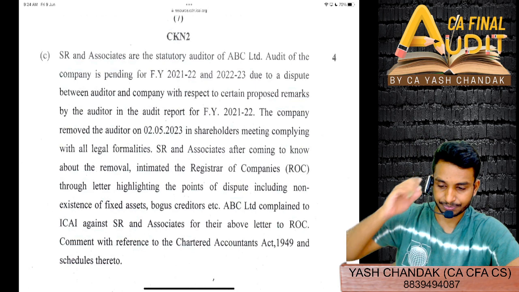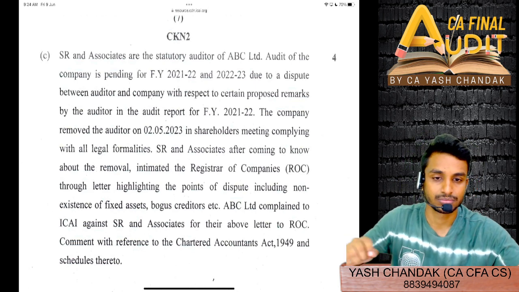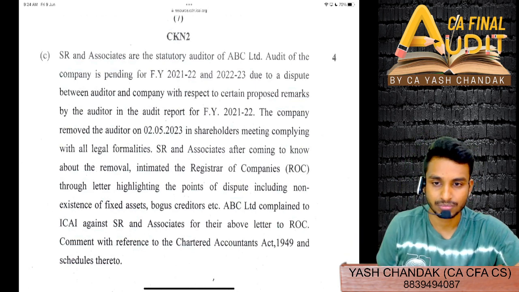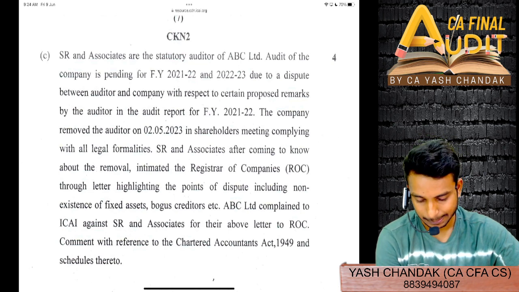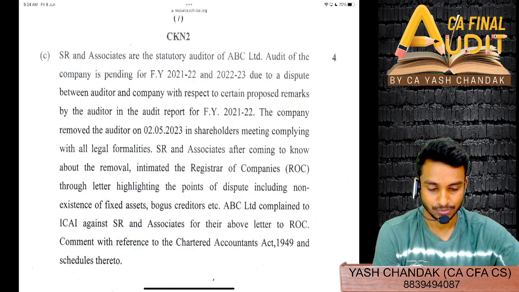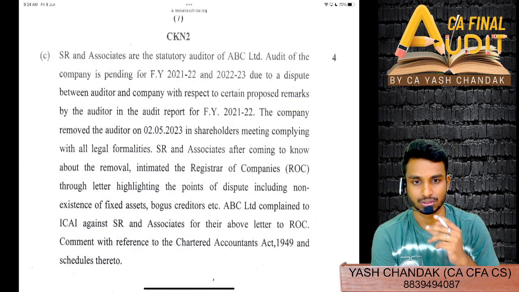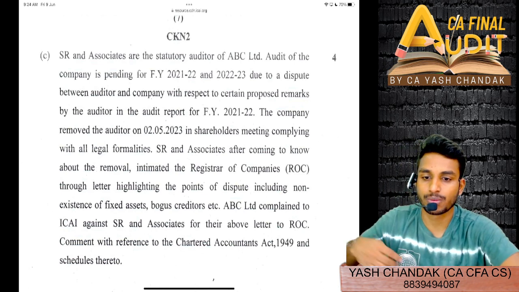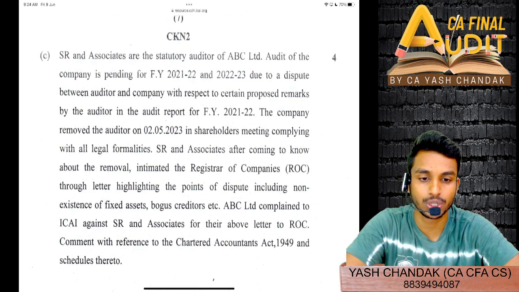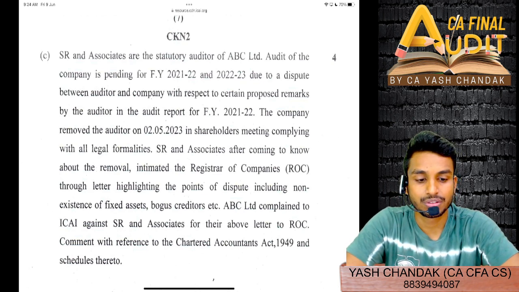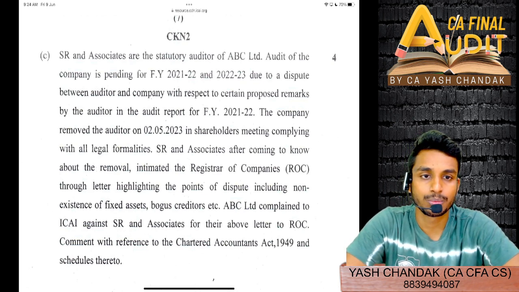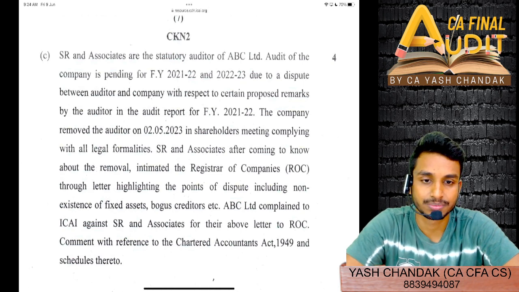Yes, done. So it's a 4-mark question. For a 4-mark question, how many minutes can you afford in the exam? 4 into 1.8, that is 7.2 minutes.